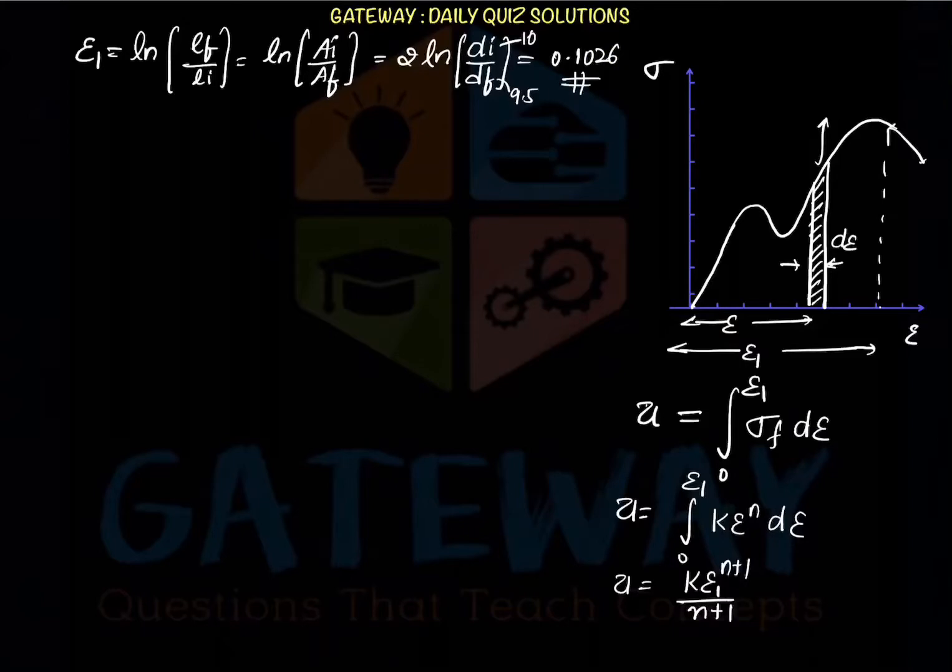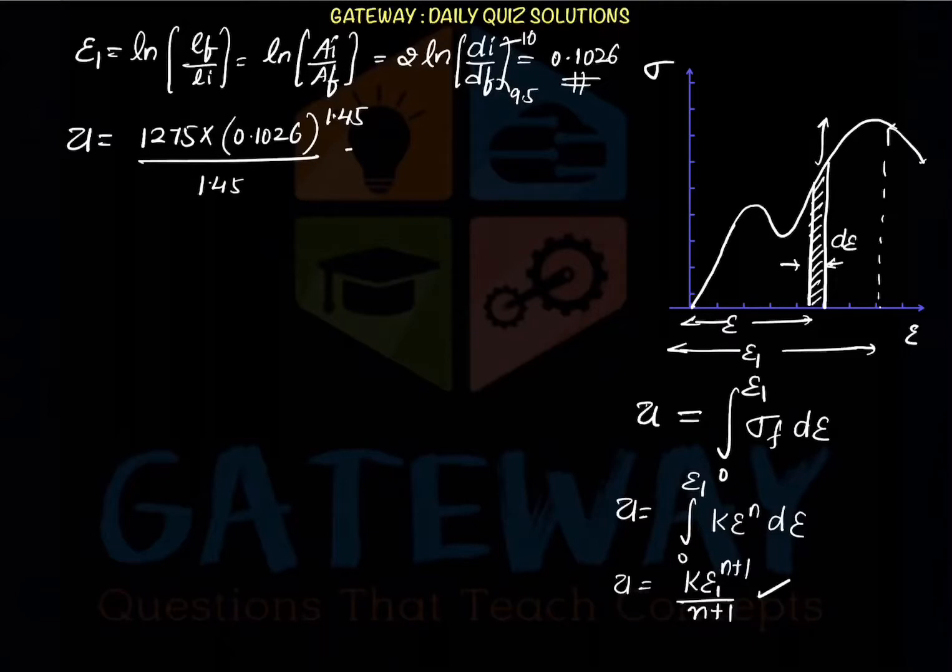Once the true strain value is known, we will put that in the strain energy condition. So strain energy U is, all this we are doing for the first case, tension pulling under load, where it is undergoing plastic deformation. For the case of plastic deformation we are doing all this. U is equal to K, given in the question as 1275, into the strain value we calculated, 0.1026, power n plus 1, which is 1 plus 0.45, that is 1.45, upon again 1.45. Okay, once we calculate this we will get the strain energy value.